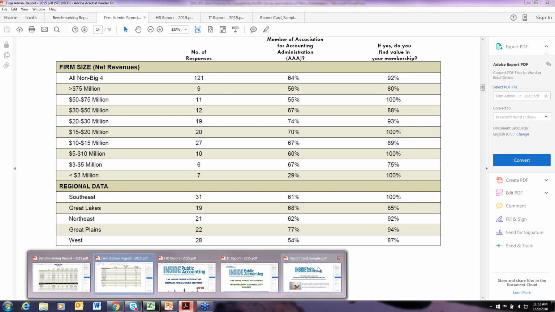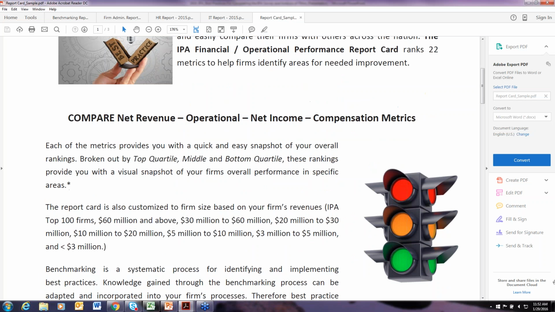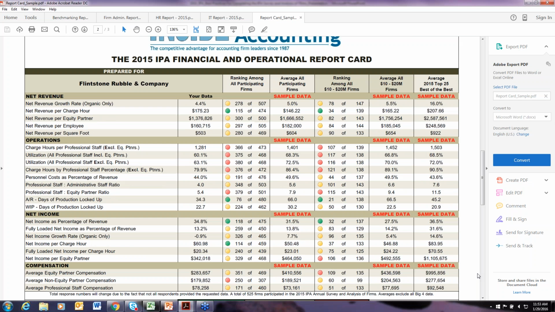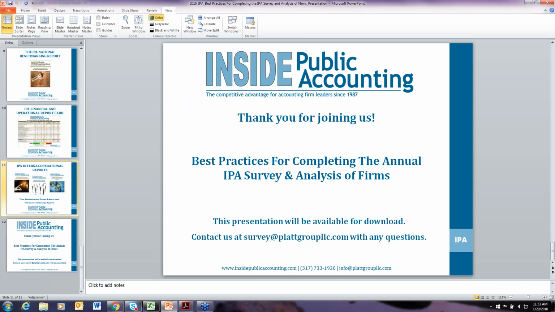And then again, the report card, you can get this order form and information on our website, but be sure, if you had not ordered a report card, we've got about 20 different metrics that we're looking at, providing your firm's data, the ranking among all participating firms, the average among all participating firms, your ranking among firms of your revenue band, the average of those firms, and the average of the best firms. This again has been a great tool to use in partner meetings and partner retreats throughout the year.